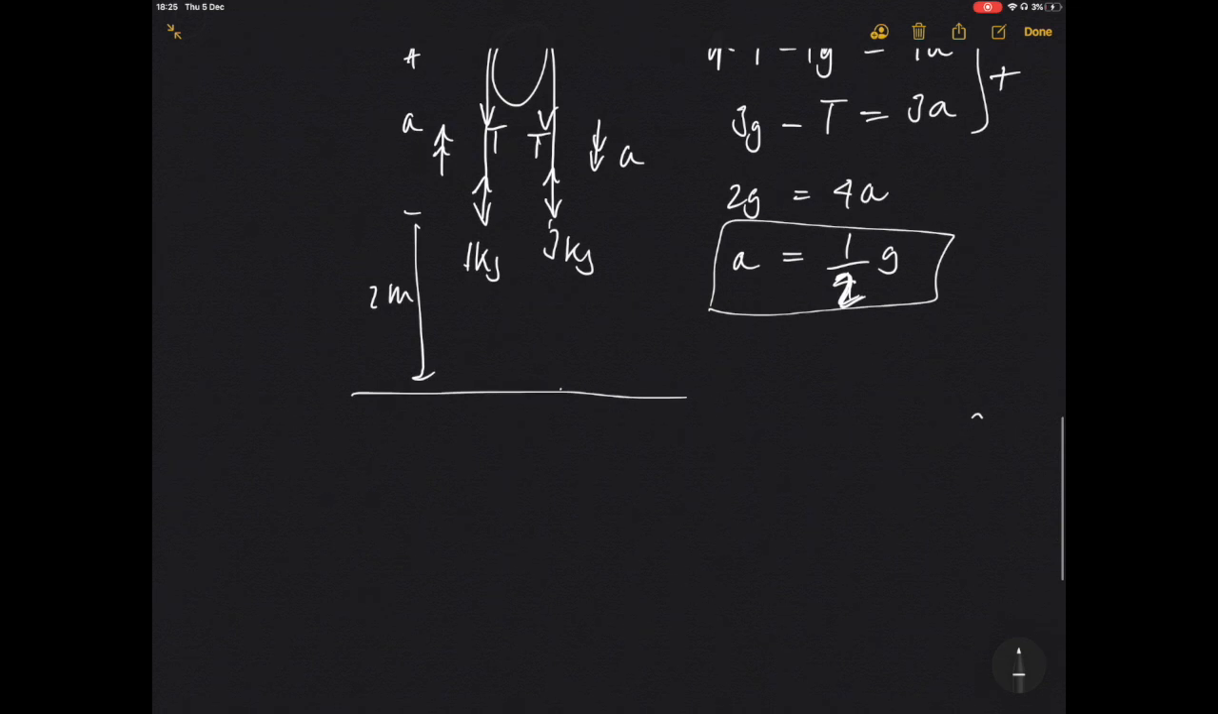So we can use our SUVAT equations. We're going to say our initial velocity was 0. We don't know our final velocity. We don't know our time, but we do know our acceleration. So we might need to work a few things out. For the motion of the 3 kilograms, it has to travel 2 meters here. So maybe we need to work out the time it takes to travel over the distance of 2 meters.